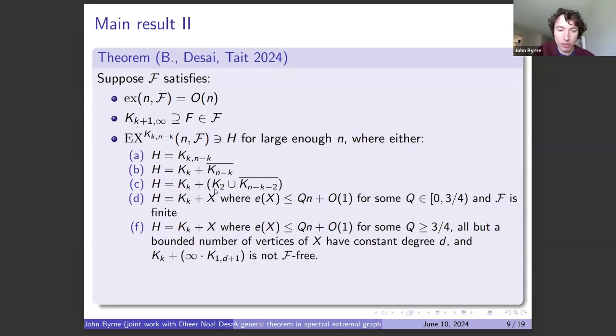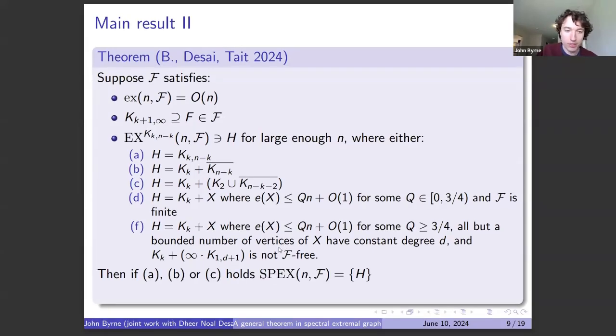So we'll call whatever graph appears in the right-hand side X. And it turns out that the behavior of the problem is different depending on whether the number of edges of X is at least 3/4 n or less than 3/4 n. Where this number 3/4 comes from will be clear in a minute. But you can see that if we have q at least 3/4, this parameter for the number of edges in X, then we require stronger assumptions in order to get the same conclusion.